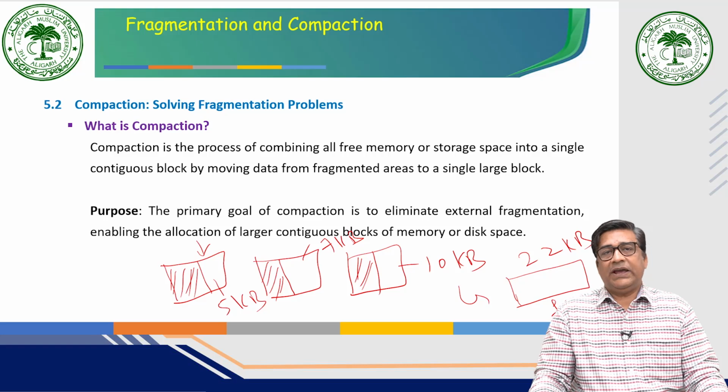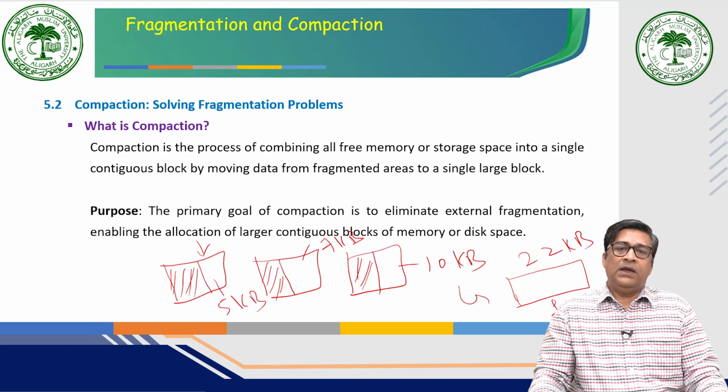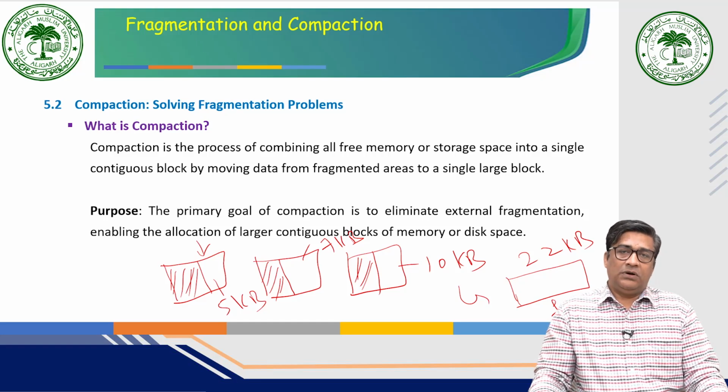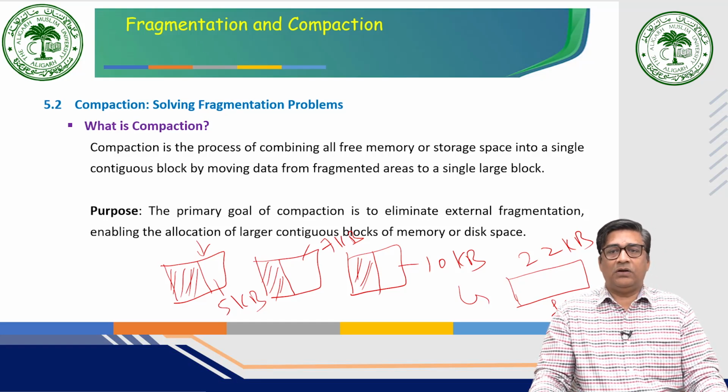Compaction can significantly improve system performance by reducing the time it takes to allocate memory or disk space. When memory, disk space or some storage is fragmented, the system may need more time to search for a suitable block, which can slow down the operation and performance of the system. With the help of compaction, we can eliminate this search process and allow for more efficient search operations.